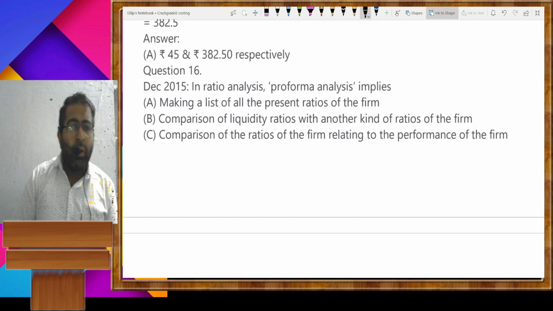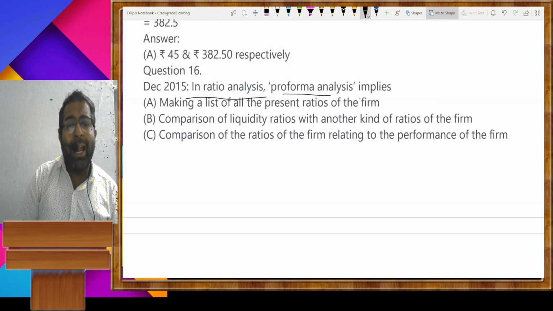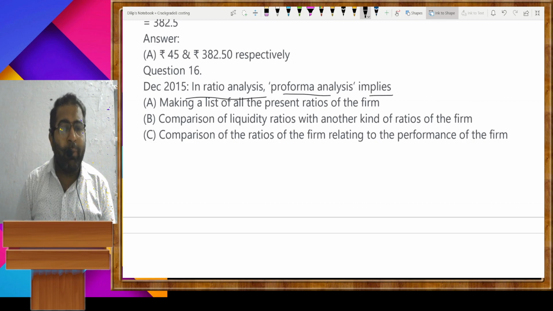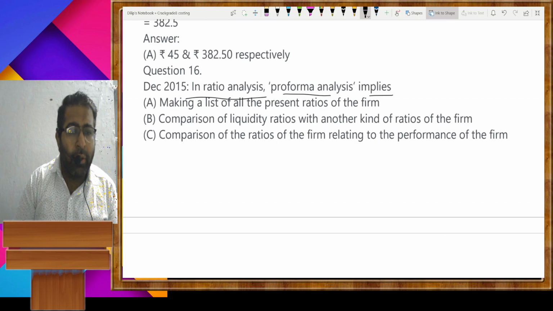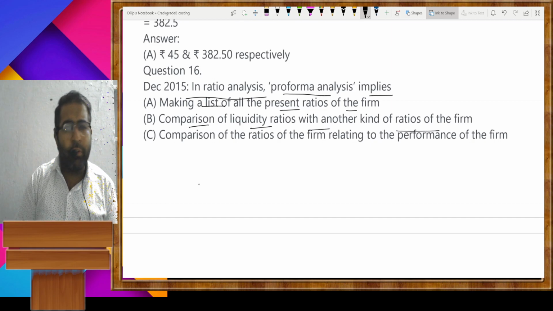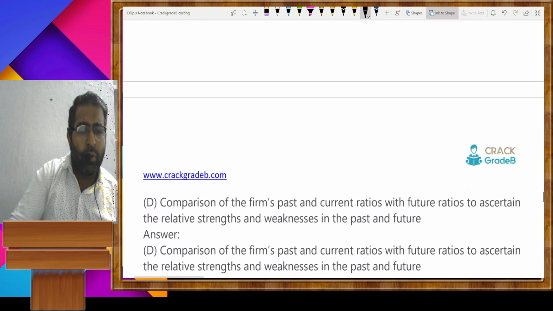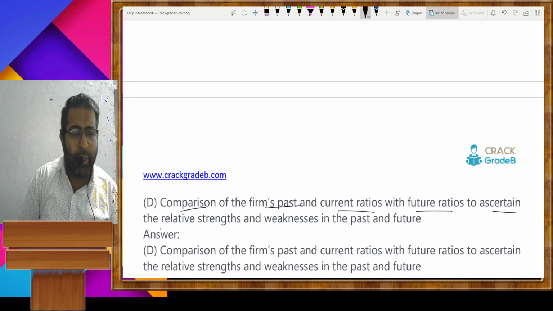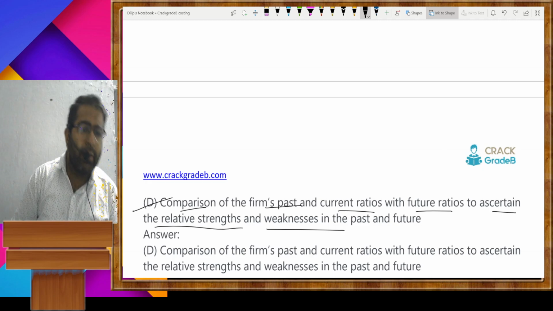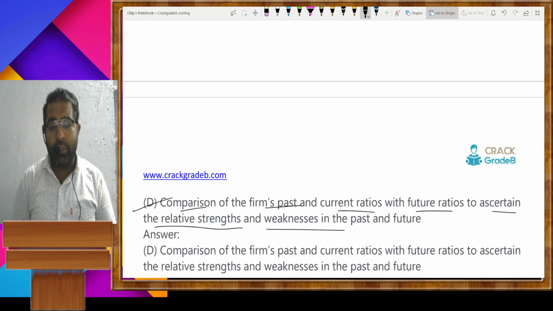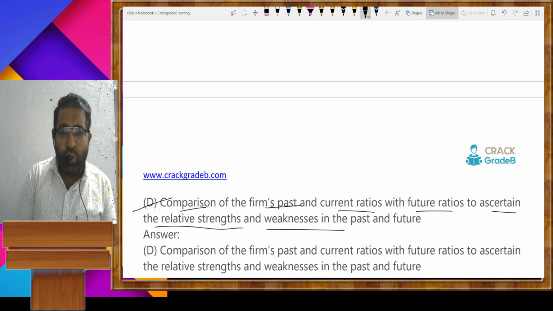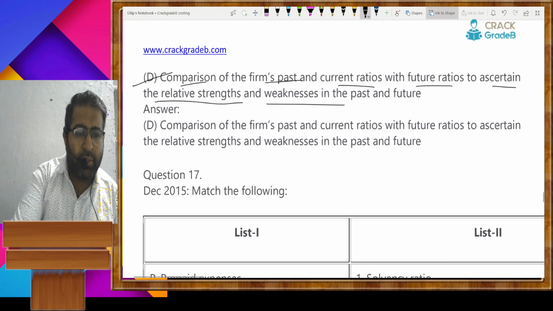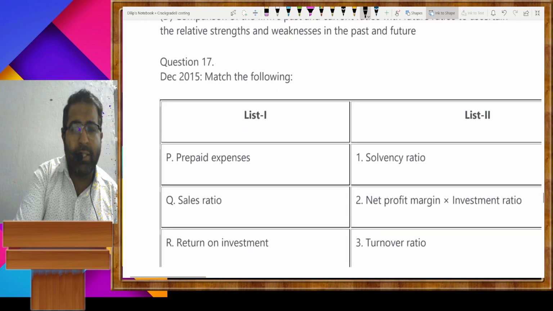Okay. In ratio analysis, pro forma analysis implies what? The pro forma analysis tells us making a list of all the present ratios, comparison of liquidity ratio with another kind of ratio, comparison of the ratio with the firm relating to the performance, or comparison of firm's past current ratio with the future ratio to ascertain the relative strength and weakness. So answer is comparison of past ratio with the current ratio and ascertain the future ratio of the strengths and weaknesses. Okay. Now match the following.